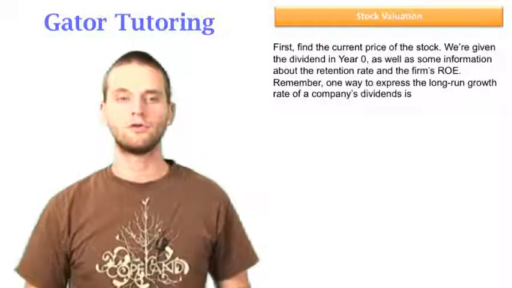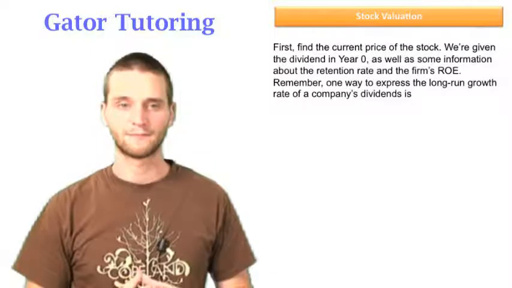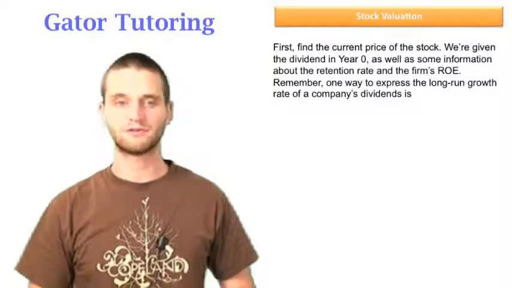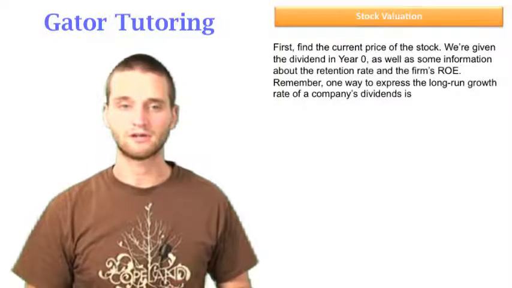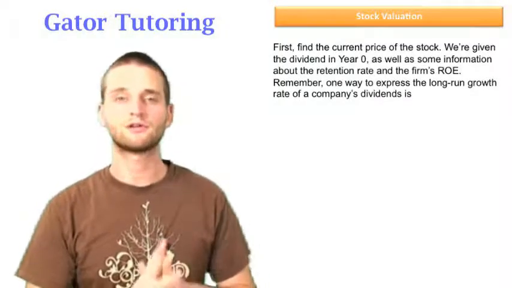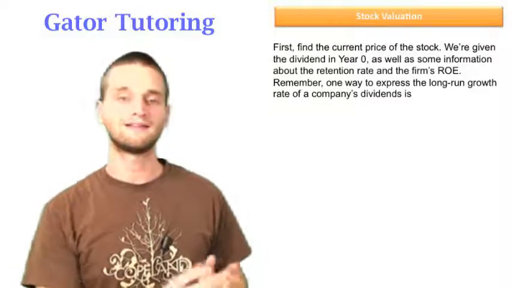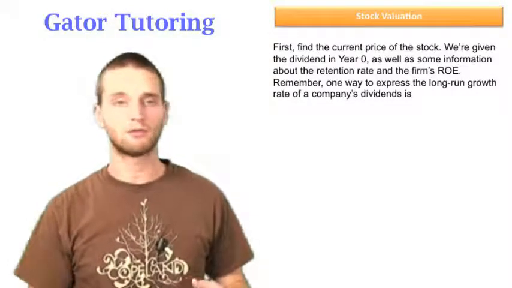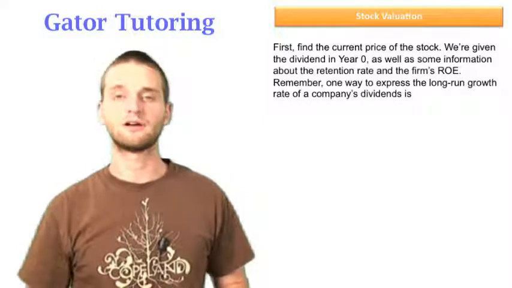So first, you need to find the current price of the stock. We're given the dividend in year 0, as well as some information about the retention rate and the firm's return on equity. Now the return on equity, make sure you understand that this is not the same thing as the discount rate that's used when we're talking about equity.